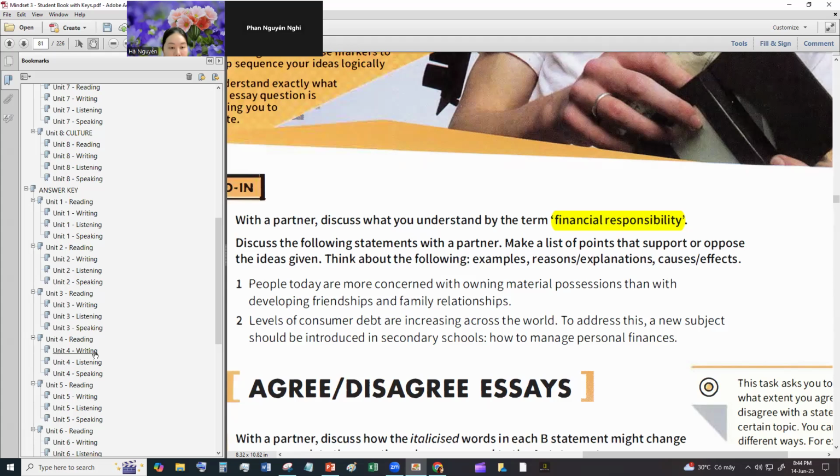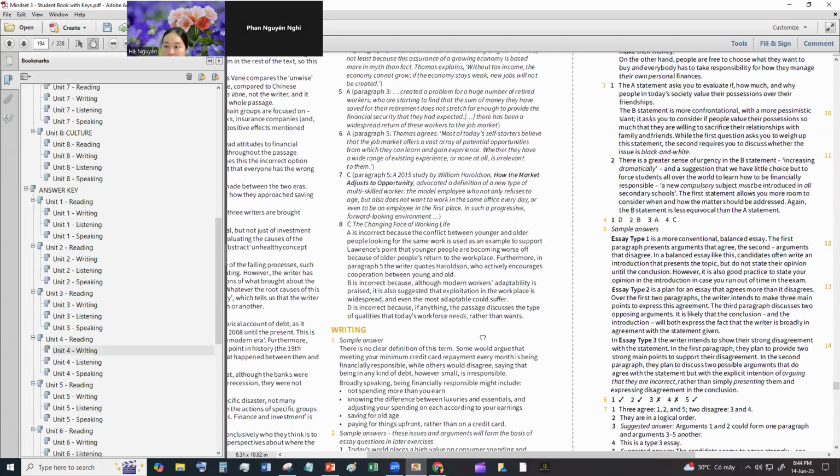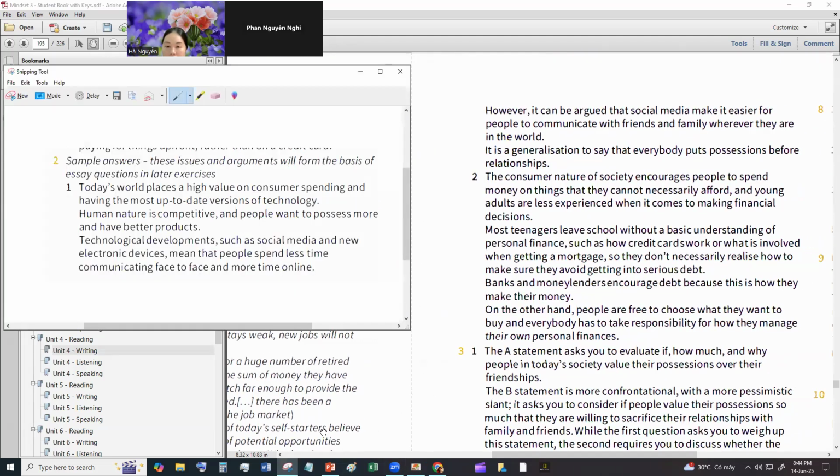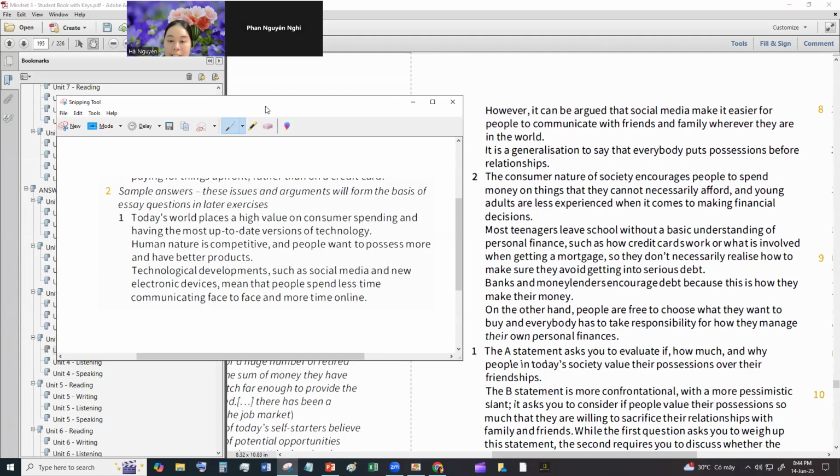Now, you've read the answers. I think that the first, second, and the fourth sentence support statement number one. Okay, so can you tell me what that is, in your own words or read that aloud? Today's workplaces place a high value on consumer spending and having the most up-to-date version of technology. Human nature is competitive and people want to possess more and have better products. Technological developments such as social media and new electronic devices mean that people spend less time communicating face-to-face and more time online. That's right. Good job.